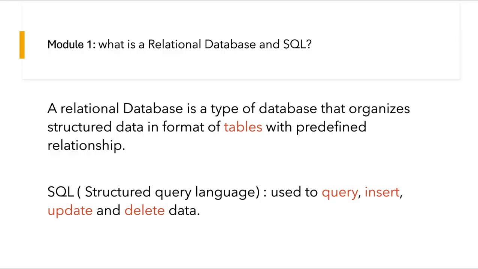RDBMS stands for Relational Database Management System. Let's review what we have on this slide. A relational database is a type of database that organizes structured data in format of tables with predefined relationships. In this definition, I need to explain what structured data is. Structured data is data that can be stored in the form of a table with columns and rows.